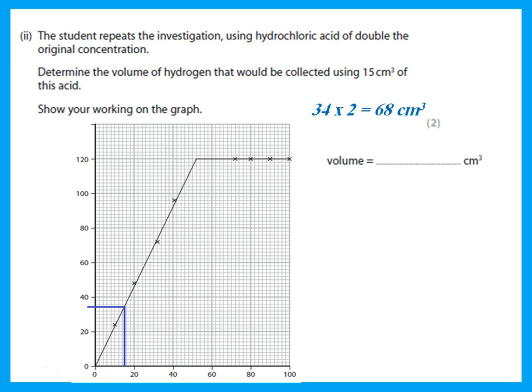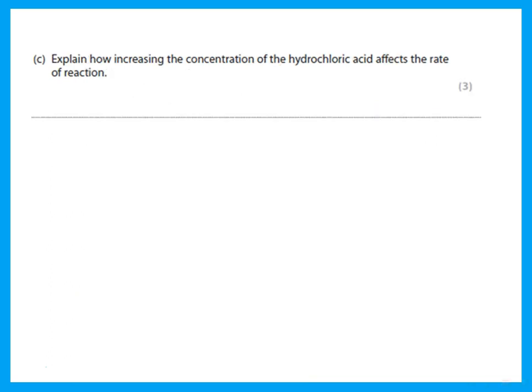Do you understand that? The graph is for a certain concentration of hydrochloric acid. If he uses that concentration, he should get 34 of hydrogen. But then he says he's using double the concentration, then he should get double the amount of hydrogen.